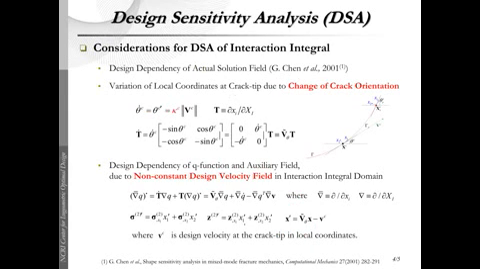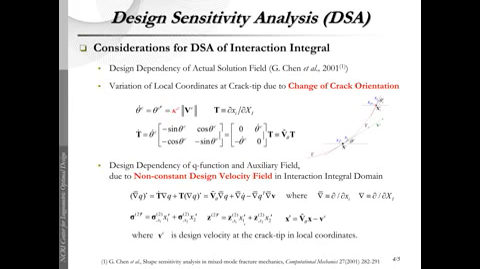The DSA of the interaction integral is divided into three parts. The first part considers the design dependency of the actual solution field, which is suggested by Chen et al. in 2001. And the second part considers the variation of the crack tip local coordinate system due to crack orientation change. By considering a smooth design variation, the material derivative of the tangential angle theta c can be attained by multiplying the curvature and the magnitude of design velocity at the crack tip. Also, the material derivative of matrix T, which performs transformation between local and global coordinates, is derived.